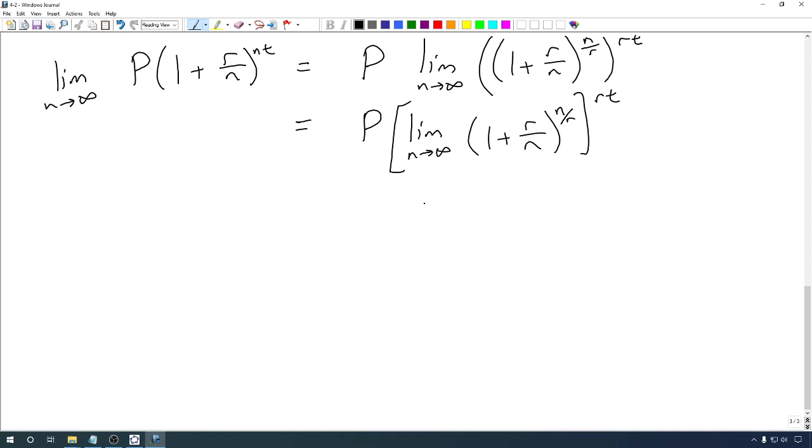Now, to make it simpler for us, we're going to make a substitution. We're going to make a new variable, which I'm going to call x, and that x is going to be the r over n that we have here. That's going to allow me to replace the r over n with an x, and then the n over r: if r over n is x, then that's 1 over x.